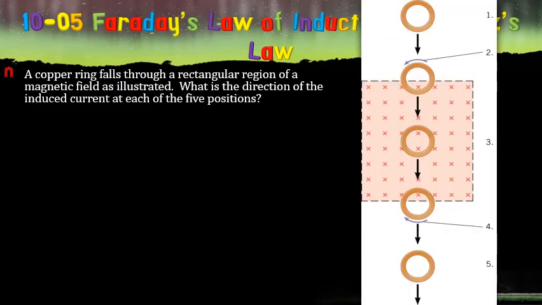A copper ring falls through a rectangular region of a magnetic field as illustrated. What is the direction of the induced current at each of the 5 positions? Position 1 has no magnetic field, and it's not entering any. There's just no magnetic field. That means there'll be no change in the flux, so there is no current.